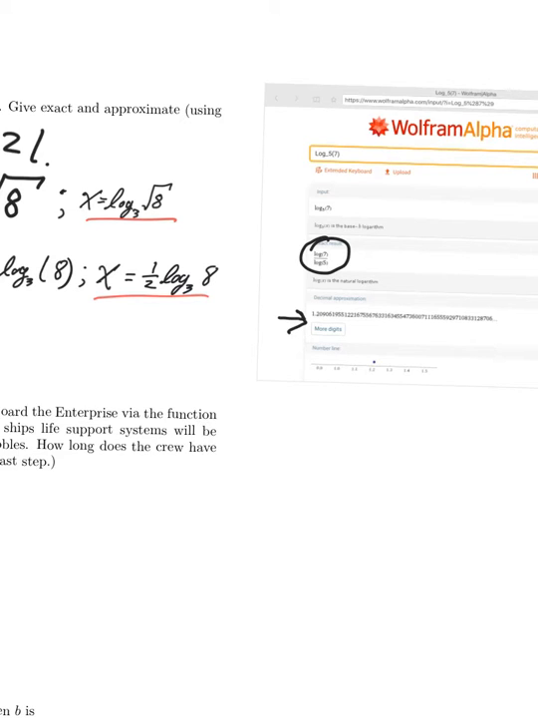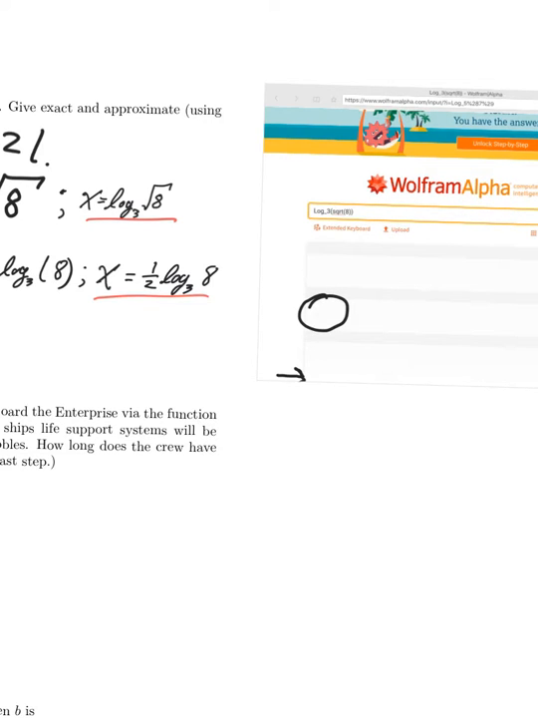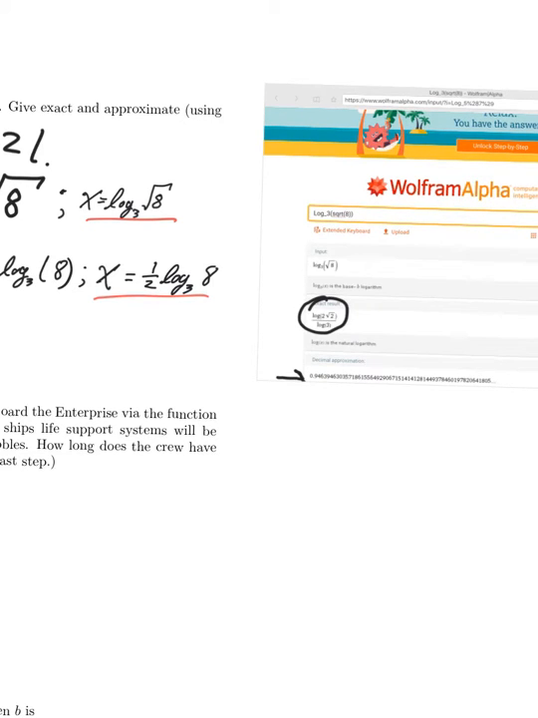So let's compute the log base 3 of the square root of 8, close parenthesis, enter. Again, we see some simplification happening. Apparently that is somewhere around 0.95.